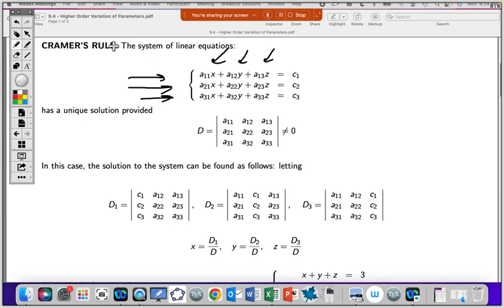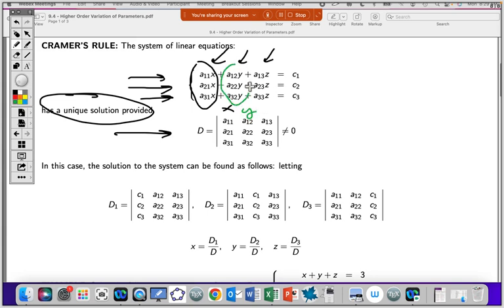So Cramer's rule says if the determinant of the coefficient matrix is not 0, you're going to get a unique solution. So not only is there a solution, but there's only one. Once again, the determinant, how do you get this determinant set up? It's the determinant of the coefficients. So the first column is the coefficients of X. The second column is the coefficients of Y. And the third column is the coefficients of Z.